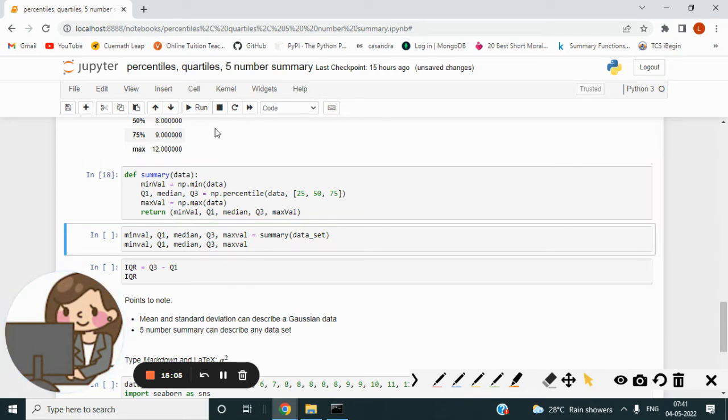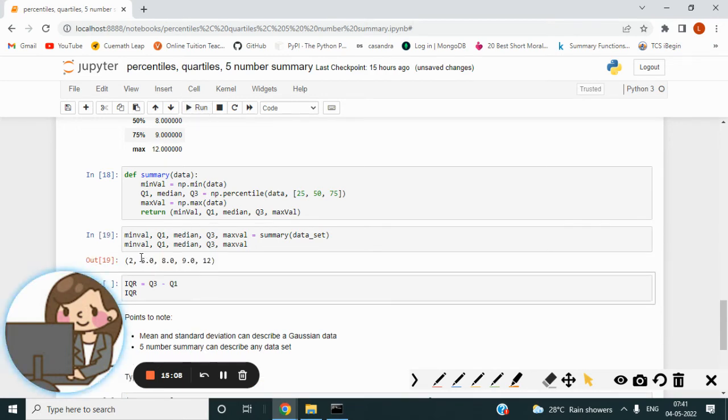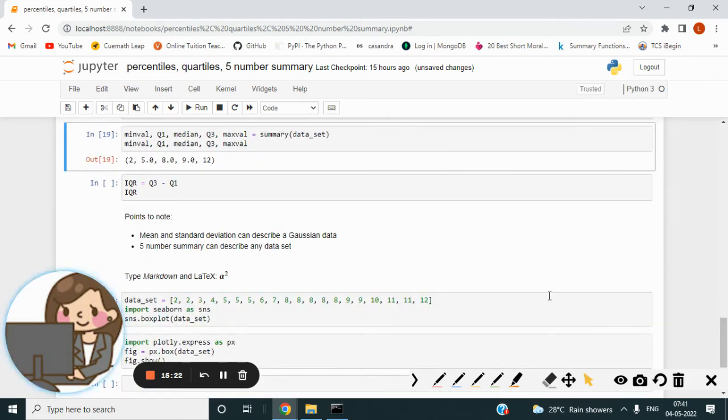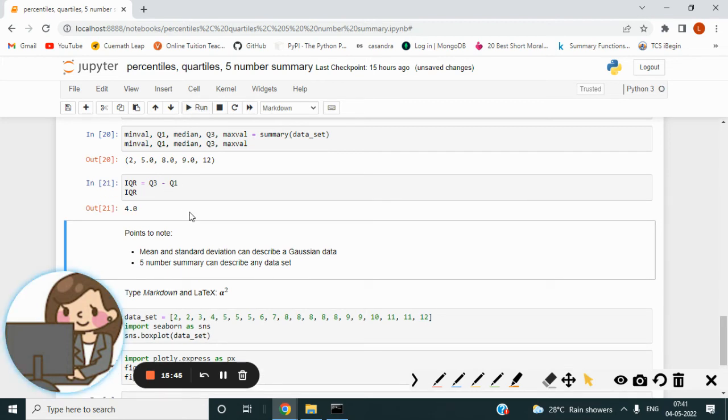So I'm finding the summary of this data set over here. So I got all the details. The min value is 2, the max value is 12, the 25th percentile is 5, the 75th percentile is 9, and the median is 8 over here. Okay, and there is something known as IQR, which I have covered in my previous tutorial on measures of spread also. IQR gives the measure of spread, that is how much spread is there, and IQR is defined as Q3 minus Q1, that is the 75th percentile minus the 25th percentile, you get the IQR. So in case of our data set, the IQR is 4.